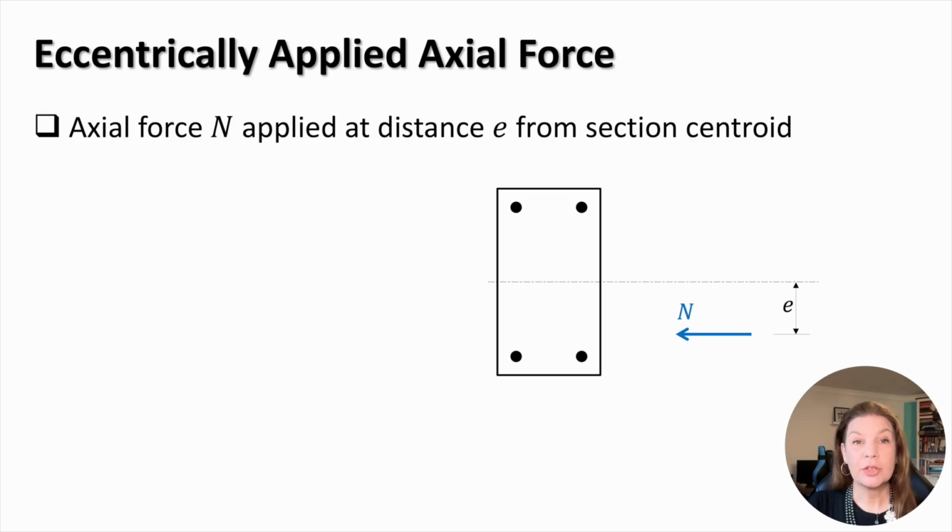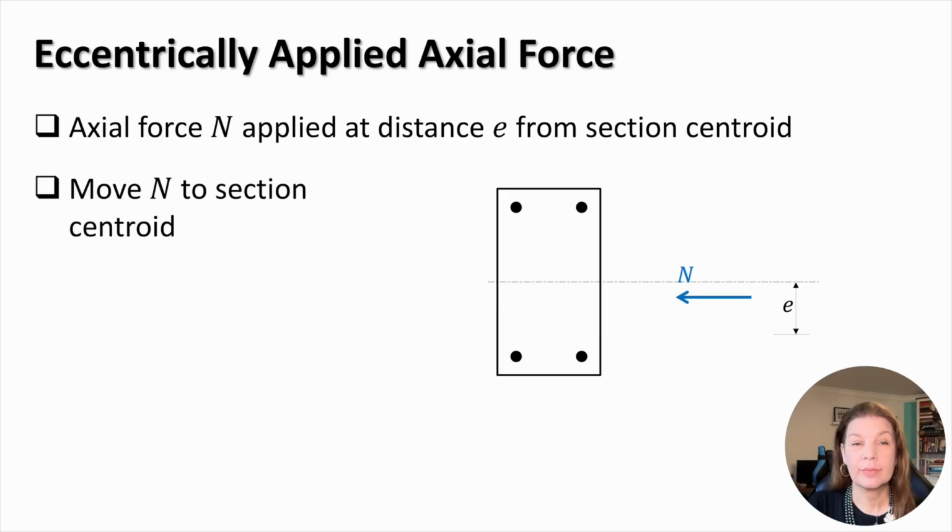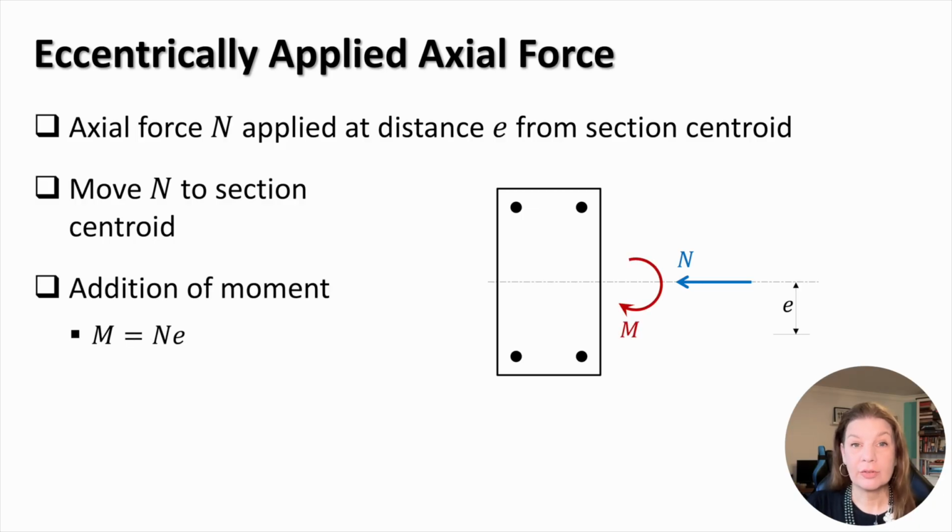The axial forces are usually applied eccentrically on columns because of non-symmetric loading arrangements and structural imperfections. We consider the axial force N applied at a distance E from the section centroid. Let's move the force to the section centroid. To keep the effect this force has on the section unaltered, we should add a moment equaling N times E. Note that the moment rotates the section in the same direction that the force applied at the original position would rotate around the centroid.